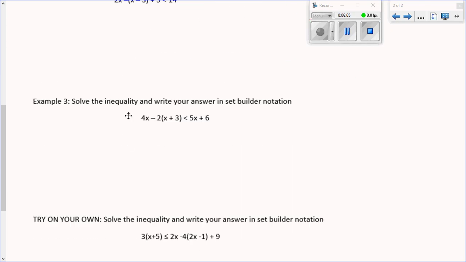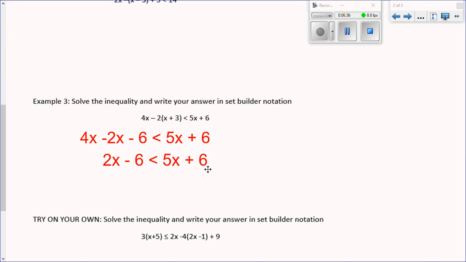Okay? And then example 3. Same deal. It's just now with variables on both sides. We still follow the same steps. So I'm going to distribute this negative 2 first to the x instead of 3. So it becomes 4x minus 2x minus 6 is now less than 5x plus 6. Now I can look to see if I can combine like terms, which there are like terms on this side. So I combine them to be 2x. Over here there's no like terms, so just that one. So it becomes 2x minus 6 is less than 5x plus 6.